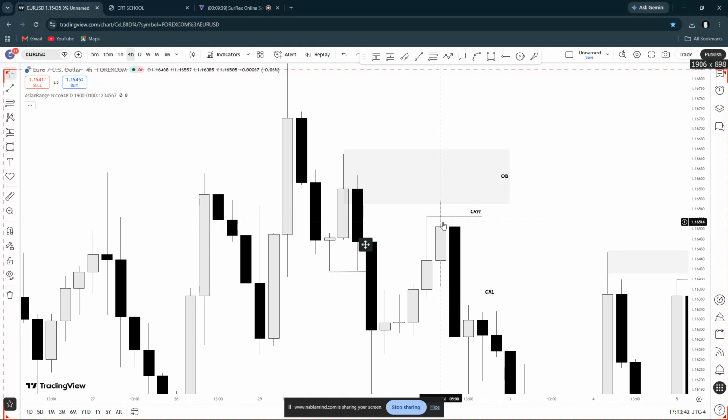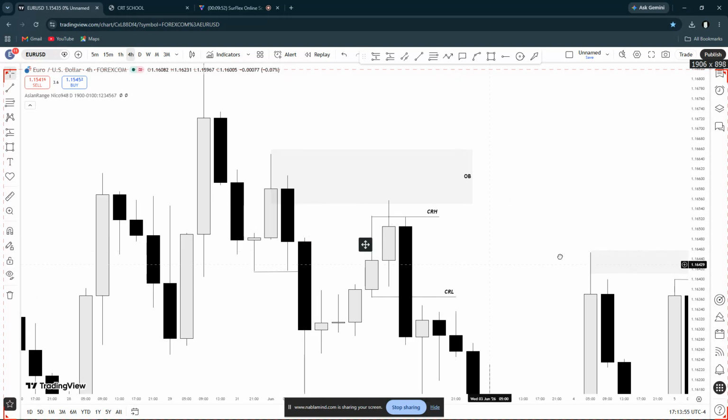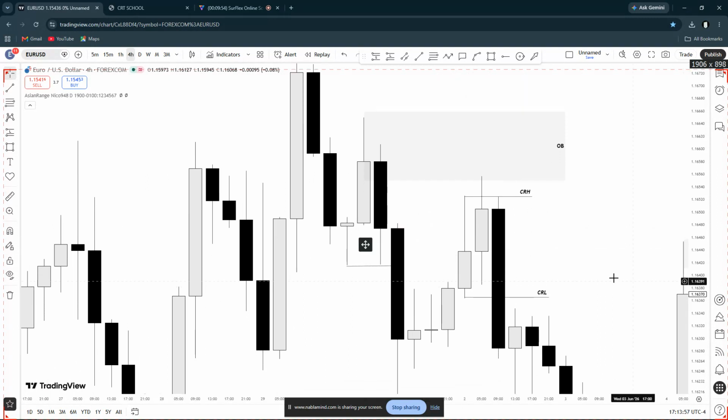That is why I told you guys that a CRT that forms on a key level is very, very important. It's better you take a trade on a key level than taking a trade and losing the trade. So this is a classic CRT that forms on a key level.